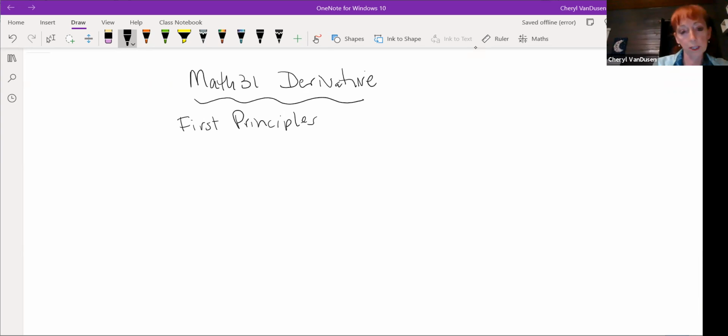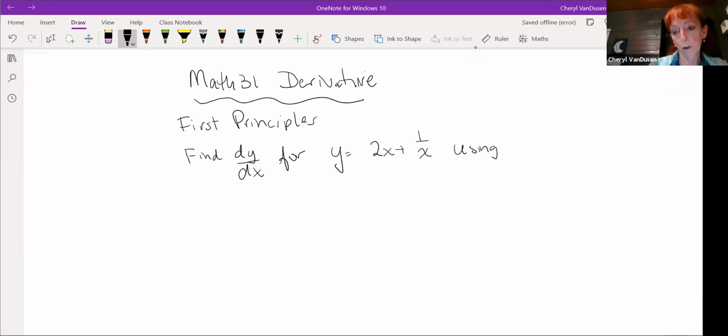So I have a question here that we're going to do, and it says this: find dy/dx for y equals 2x plus 1 over x, and then it says using first principles. So just be cautious if you're doing a question. If it says that, then we can't just use the power rule.